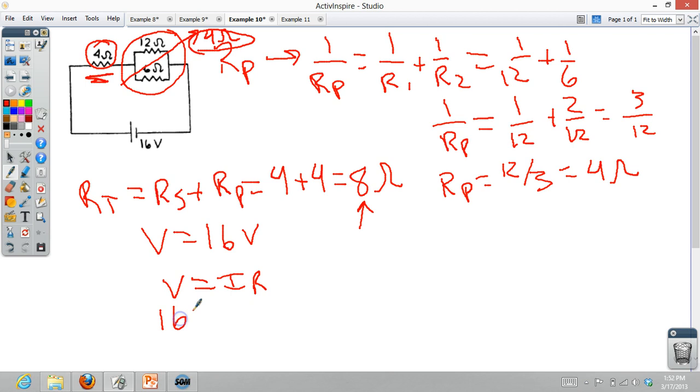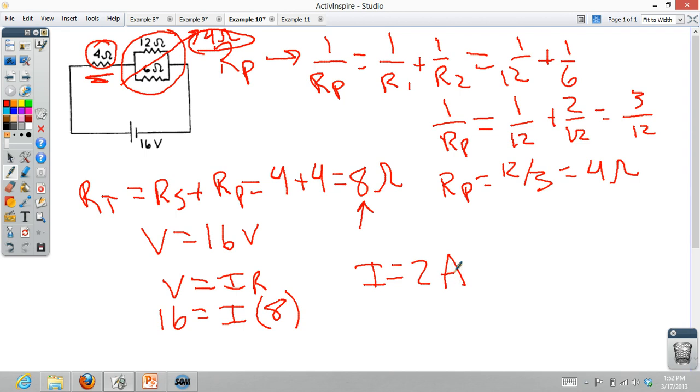Our voltage is 16. We don't know what the current is, but we do know that the resistance is 8 ohms. If I solve for I, I'm going to divide both sides by 8, so my I should be equal to 2 amps. That is number 10.